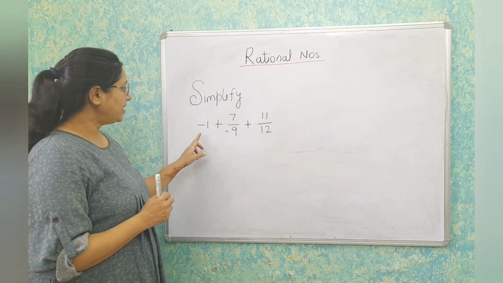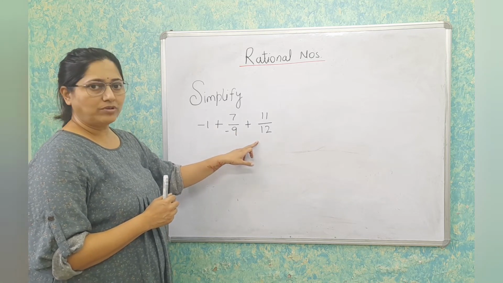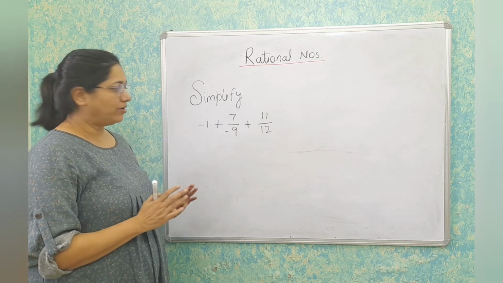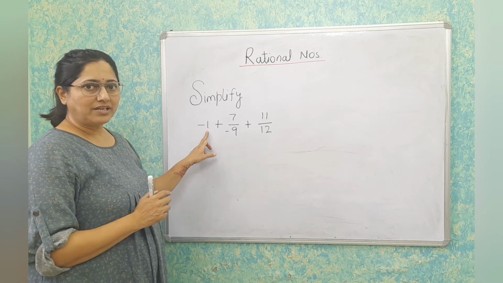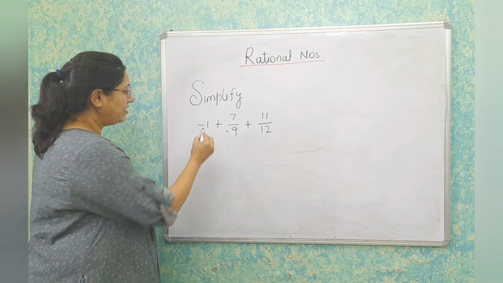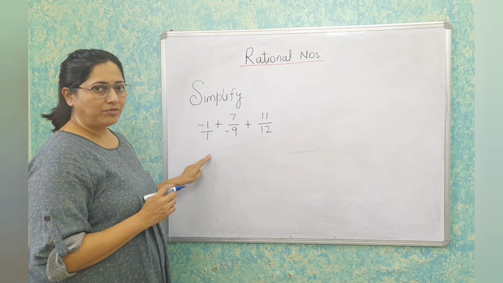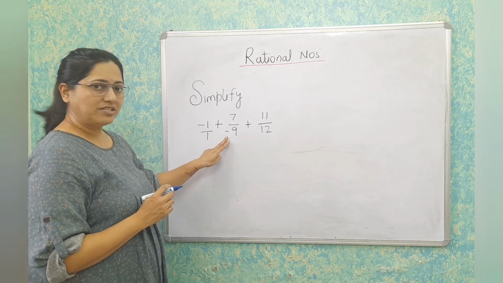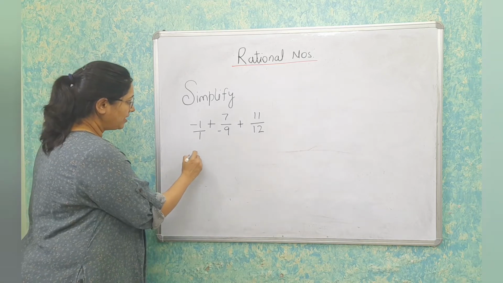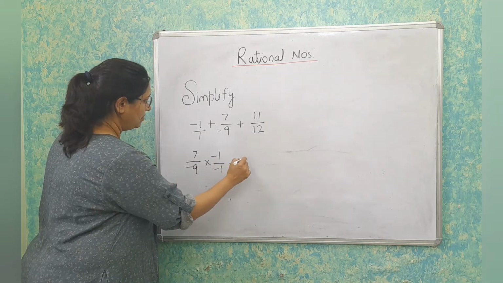The first expression is minus 1 plus 7 upon minus 9 and then plus 11 upon 12. So first we will find out whether our conditions are fulfilled or not. Minus 1 is an integer. It is not present in the form p upon q. So first I will write divided by 1. So now all three of them have denominators. But this denominator is negative. So first I have to change this denominator into positive. So first I will take 7 upon minus 9 multiplied by minus 1.